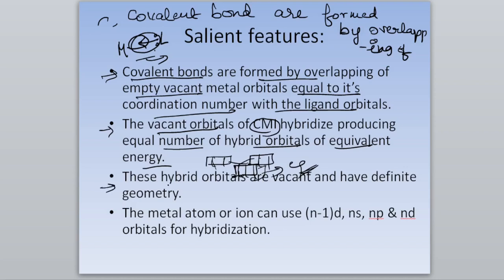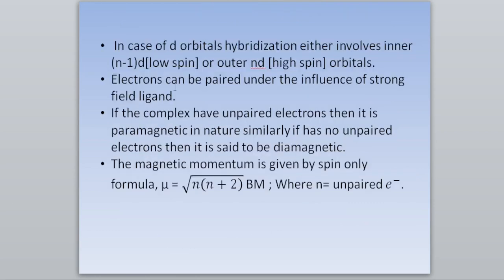And the next feature is the hybrid orbitals are vacant and have definite geometry. So we obtain these hybrid orbitals, and these hybrid orbitals are vacant and will have their definite geometry. And these hybrid orbitals can use n-1 d, ns, np or nd orbitals for hybridization. And the next feature is in case of d orbitals hybridization, either it involves inner n-1 d or outer nd orbitals.